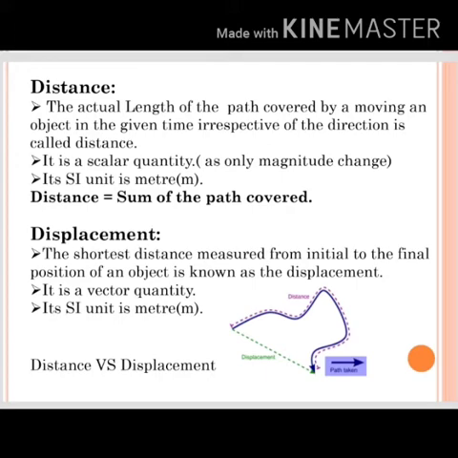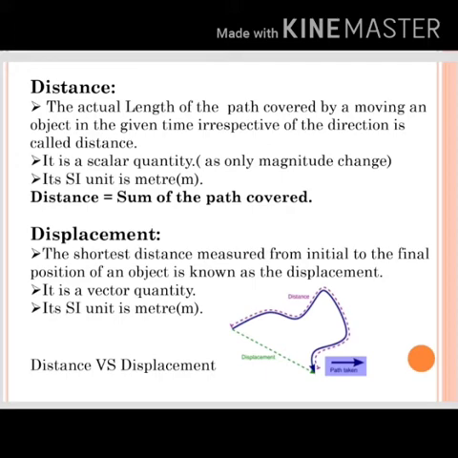Distance is the actual length of the path described by the particle. That means from my home to Naranpura, then Naranpura to Ashram Road, Ashram Road to Thaltej, Thaltej to school. All these path lengths I have to add up, that gives me the distance. The dimension of distance is only length, so it's M0 L1 T0. The SI unit of distance is meter.